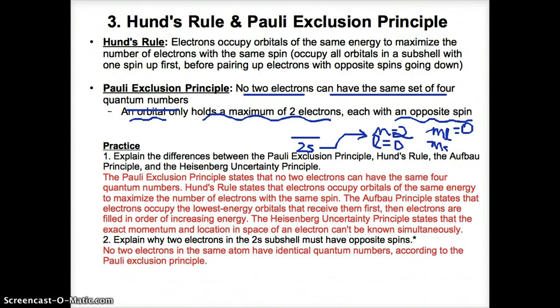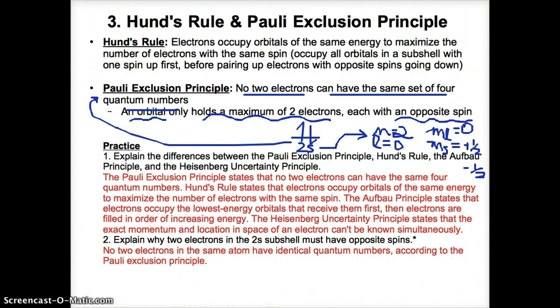Therefore, the only value that's left is ms. In order for these electrons to obey the Pauli exclusion principle, which it always should for orbital diagrams, one would need to be up and the other would need to be down, like this, if they're occupying the same orbital. Because if one's up, then that's positive 1/2. The other's down, it's negative 1/2.